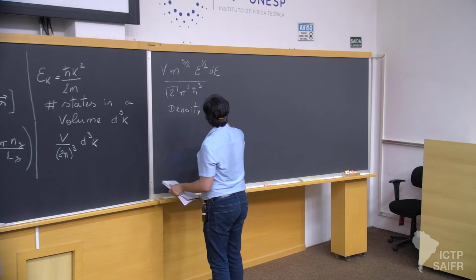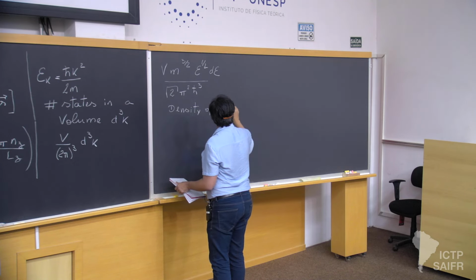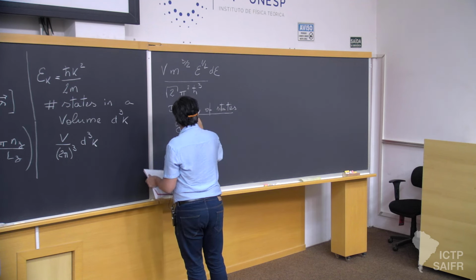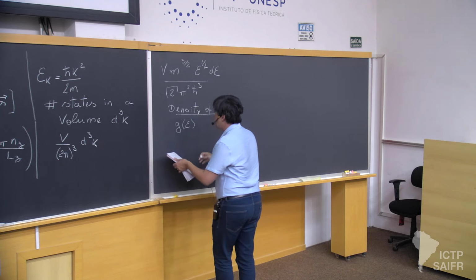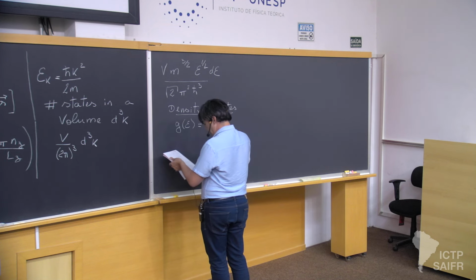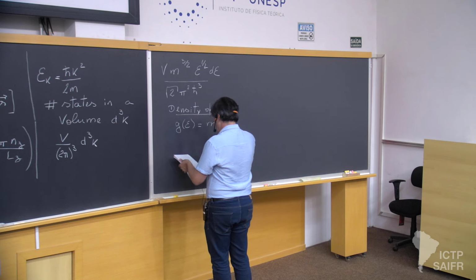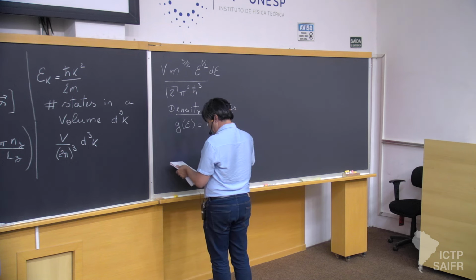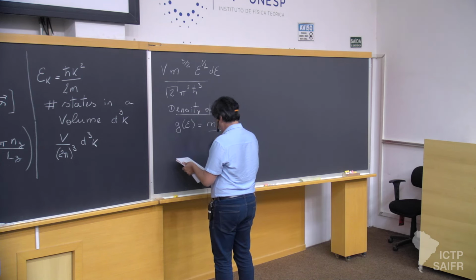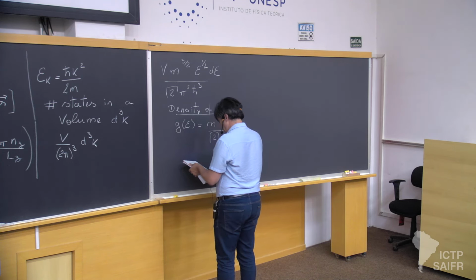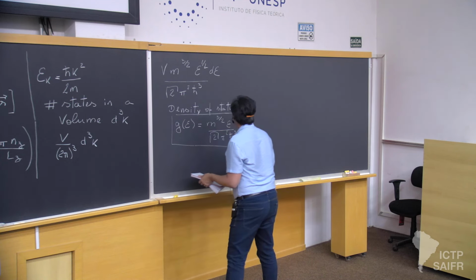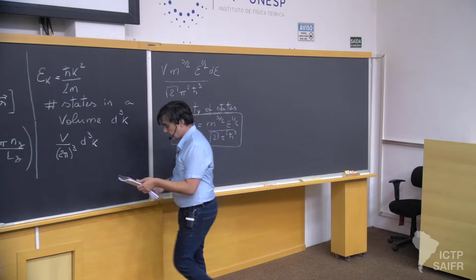Density of states. This will appear again for us soon. Okay, density of states is just m to the 3/2 E half over square root of 2 pi square h bar cube. Okay, this is what I wanted. I keep it here. Good.